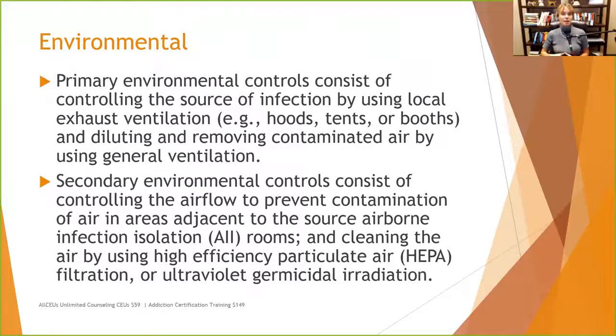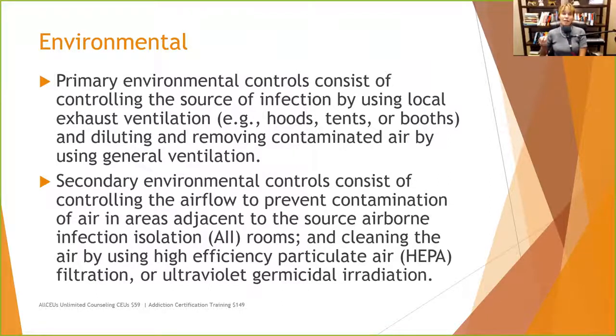And this is kind of where we go down to secondary environmental controls. Controlling the airflow to prevent contamination of air in areas adjacent to the source of the airborne infection. So hopefully you have a window that you can open. Cleaning the air by using high efficiency particulate air filtration, so having HEPA filters available. It's a good idea to have them in every office anyway to clean the air. And ultraviolet germicidal irradiation. It's an ultraviolet light that they put in the air handler that cleans the air as it goes through the building.